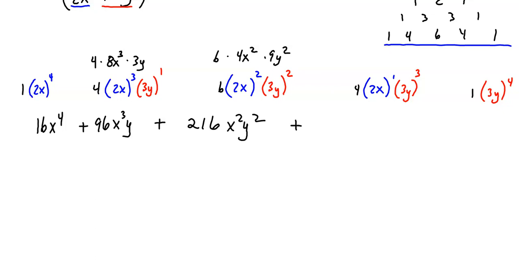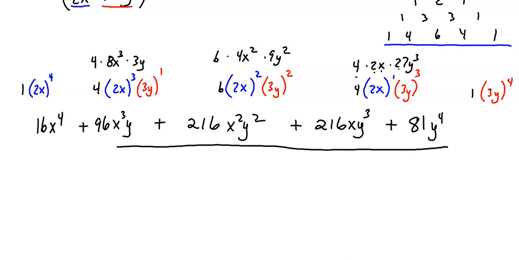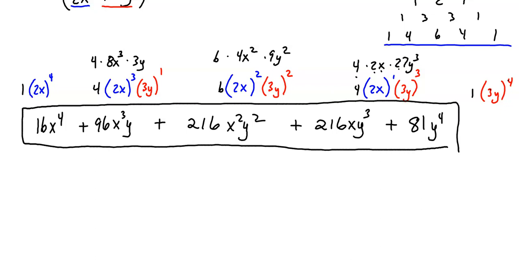Next chunk is, well, I have 4 times the 2x to the first. 3 times 3 times 3 is 27y cubed. So I have to do 4 times 2, which is 8. 8 times 27 is 216. And we have xy cubed. And then finally, the baby term here at the end, 3 to the fourth power, which is 81y to the fourth. And this is the polynomial that shows all of that stuff being multiplied together.